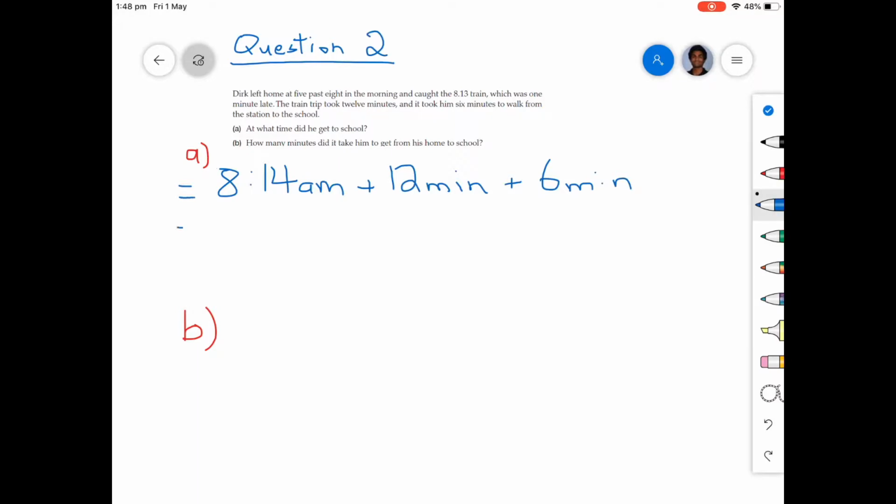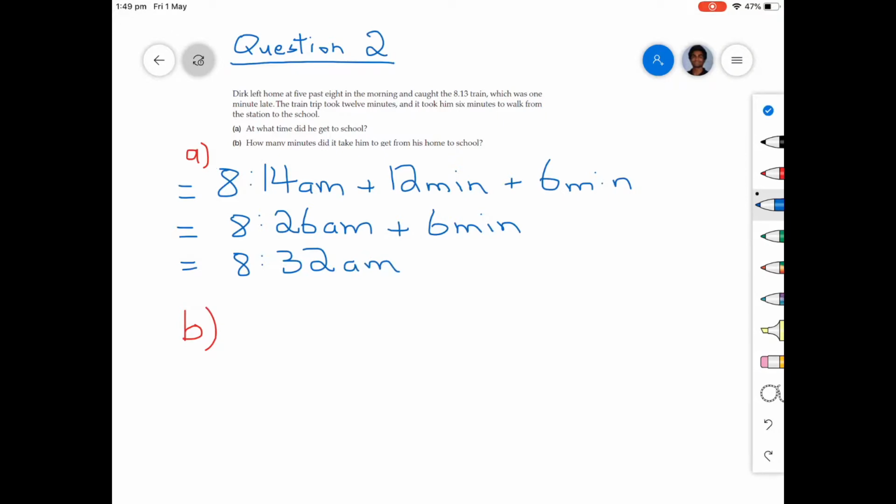So our next step, we have 8:14 a.m. plus 12 minutes. So moving from left to right, 8:14 plus 12 will be 8:26 a.m. And then we have our final 6 minutes to add as well. 26 plus 6 is 32, and so he arrives at school at 8:32 a.m.